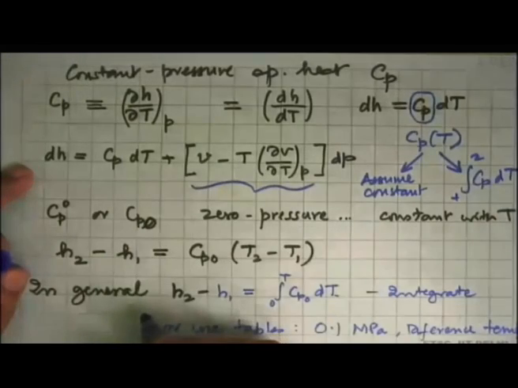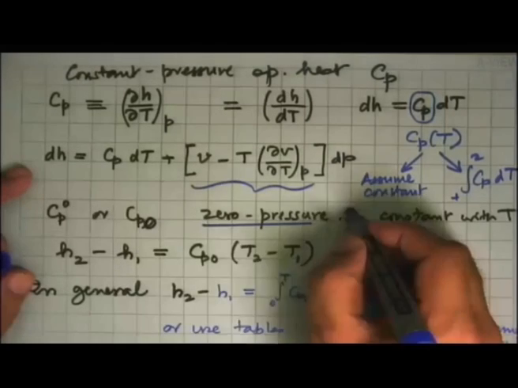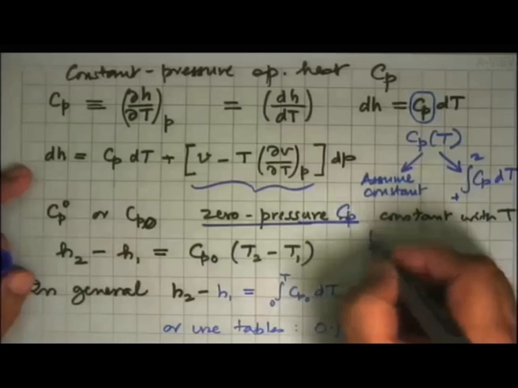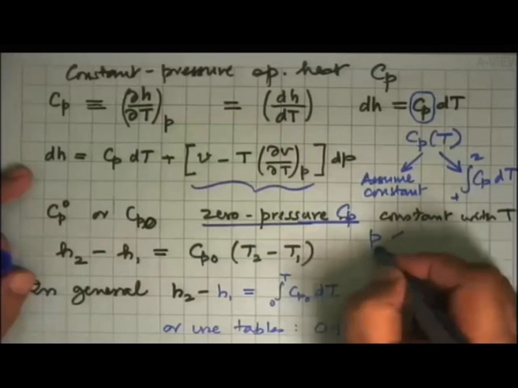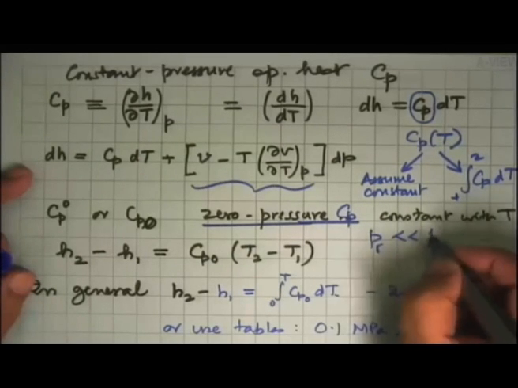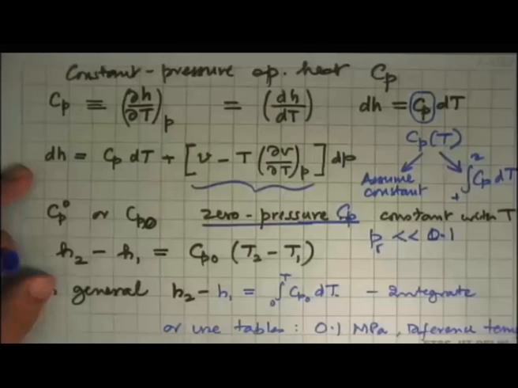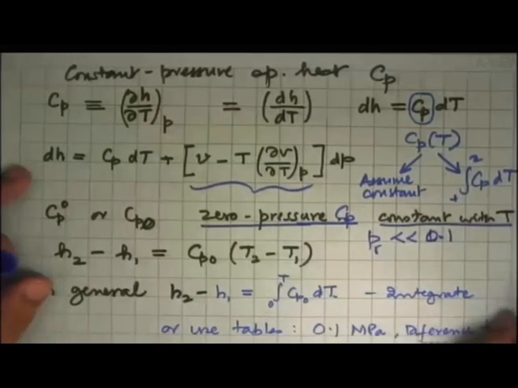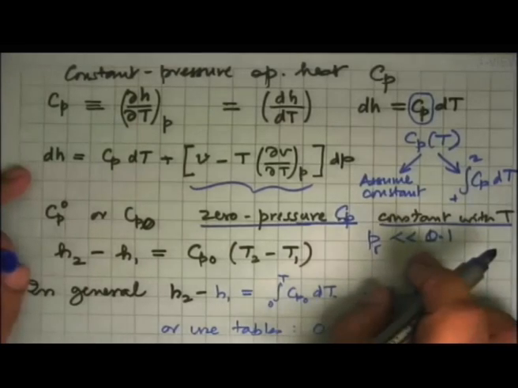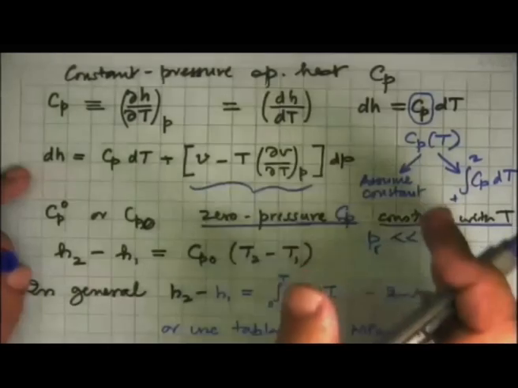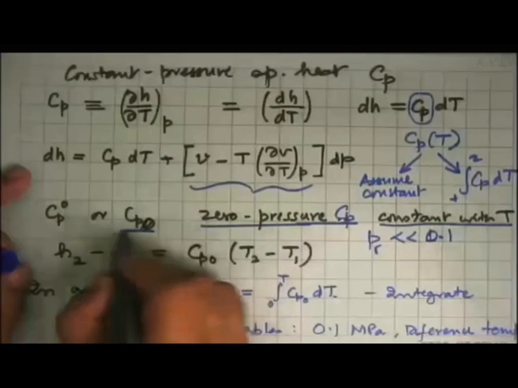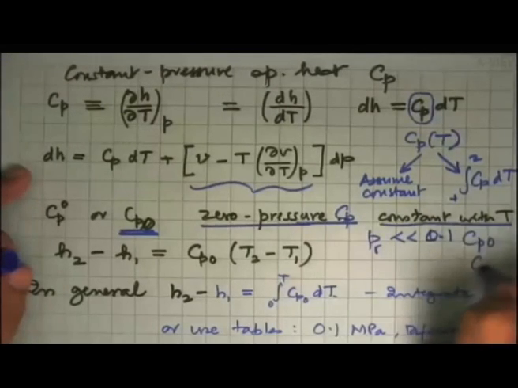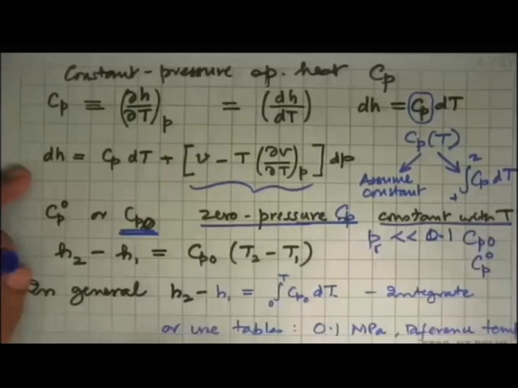So what we do is, we define another sub-category within Cp, which is zero pressure specific heat at constant pressure. Zero pressure means that the reduced pressure is very much less than 1. At such low pressures, it is reasonable to assume that it is constant with temperature, and to denote that it is different from Cp, which is in reality a function of temperature, we use a new symbol, Cp0. Some books write this as Cp0 over there. Both have the same meaning.